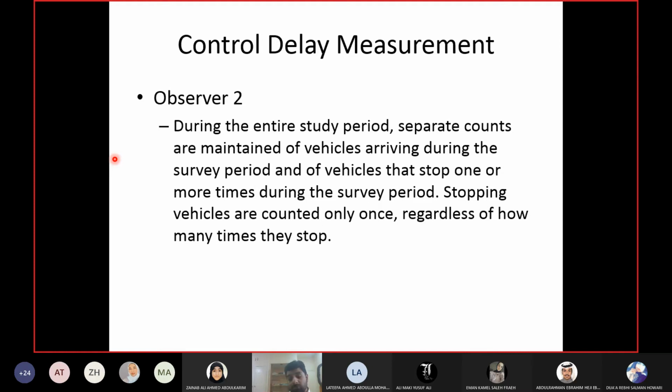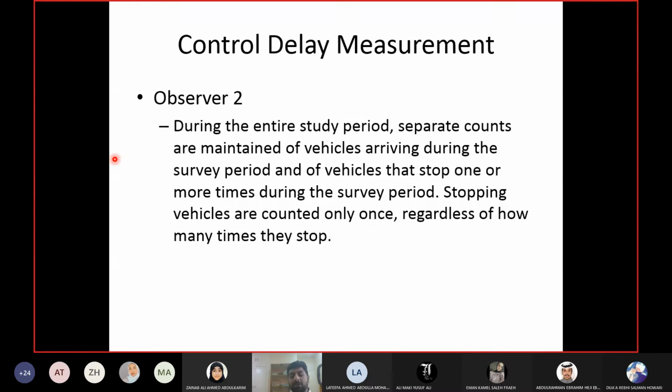So whenever a vehicle arrives to the intersection, even if it is after half a second, he has to count it. The other column he is maintaining is the number of vehicles stopped. So a vehicle arrives, it doesn't stop, it just keeps on moving, he will not count it. A vehicle arrives, he has to stop, so he will count it as the vehicle arrived, and he will also add 1 in the vehicles stopped.